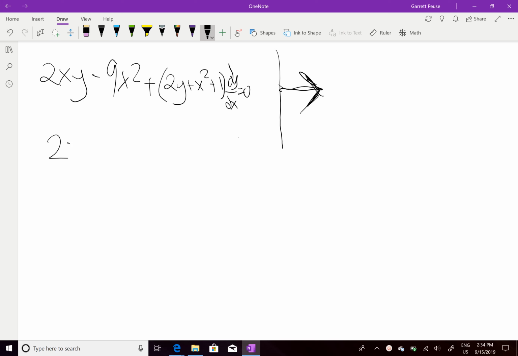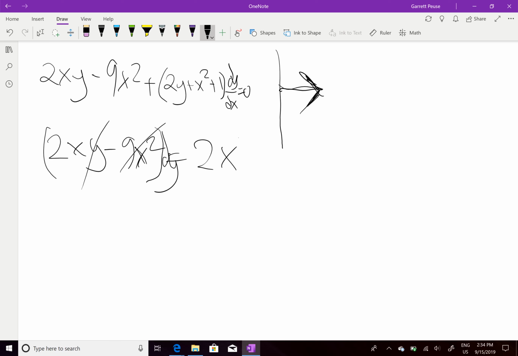So we have 2xy. We have to first test if this is an exact equation. I already know it's exact, but I'm going to test for it anyway. So we're going to take dx, or sorry, dy of this, and that goes to 0, and that just goes to 0, so you get 2x.